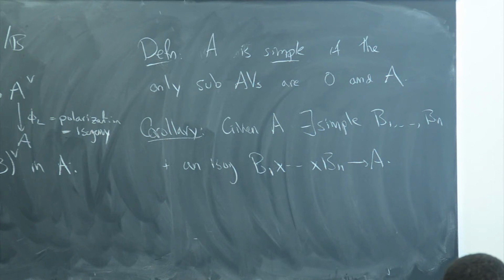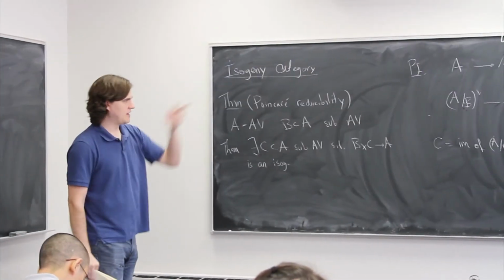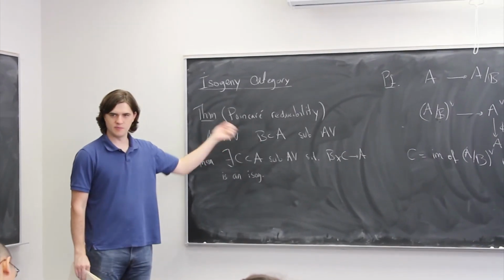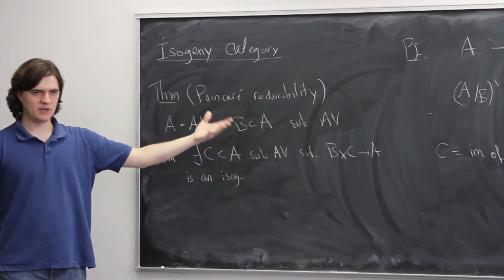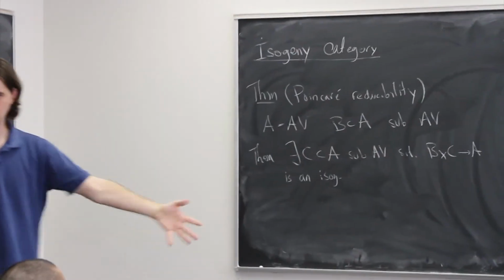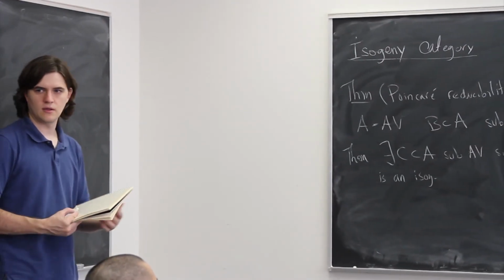And the proof is simple. If A is not simple, then by definition it has some sub that's between 0 and A. We call that B, and there's a complement. Both B and C are going to have smaller dimension, and so by induction, you're done.